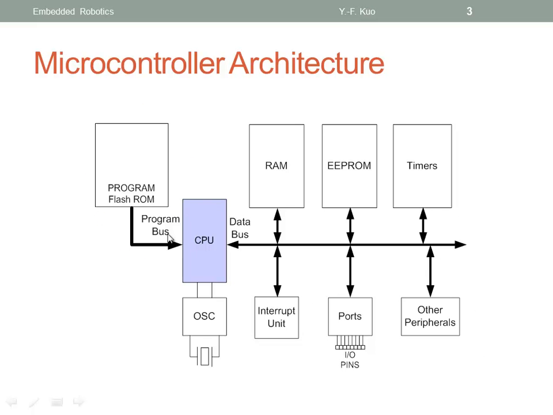Basically, the idea is like this. The flash ROM works like a hard drive. It stores the program that you write. And the CPU will access this program that you write and follow it to do the task step by step. And it uses RAM as the memory for calculation or for temporary storage of the data that it gets, maybe from a sensor or from some other devices. So it pretty much works like a mini computer.